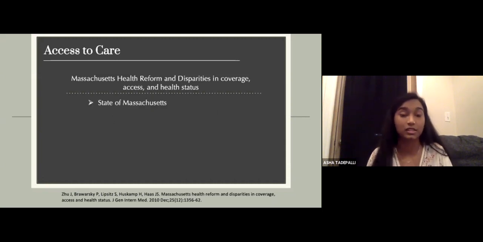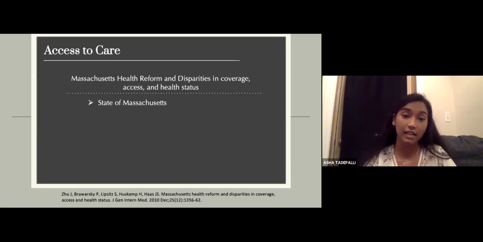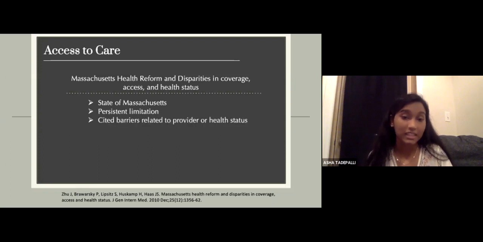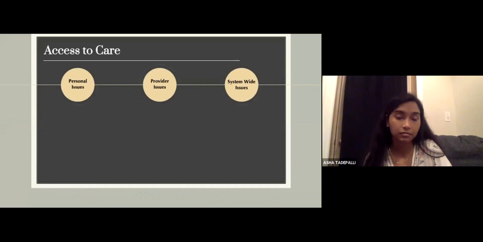Massachusetts was considered the model for medical coverage under the ACA in the United States, and as a health reform has achieved near universal coverage. When asked about the persistent limitations, surveyed individuals noted barriers related to their provider or their health status as leading obstacles.